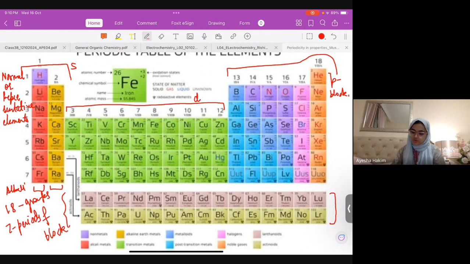Now, what is the common name for D block elements? They are the transition metals. Very good. So these are called the transition elements.